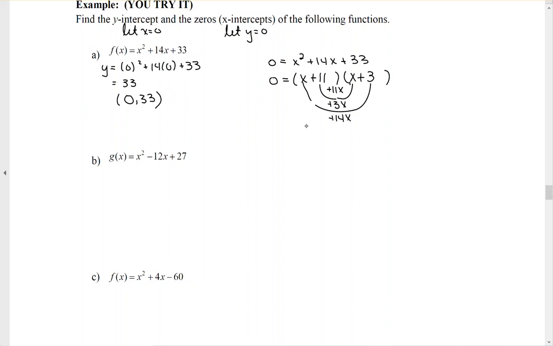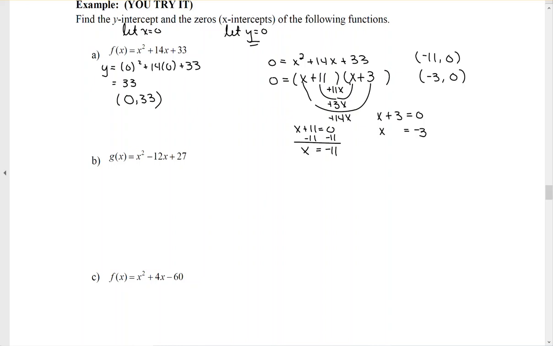But you still have another step to go. You need to set each factor equal to 0, solve for x. So subtract 11 from both sides, and one of your x-intercepts would be at -11. The other one would be at -3 after you solve this factor. So you have two x-intercepts, one at (-11, 0), and the other one at (-3, 0). And again, it's 0 on the y value because you let y equal 0 when you found the x-intercept.